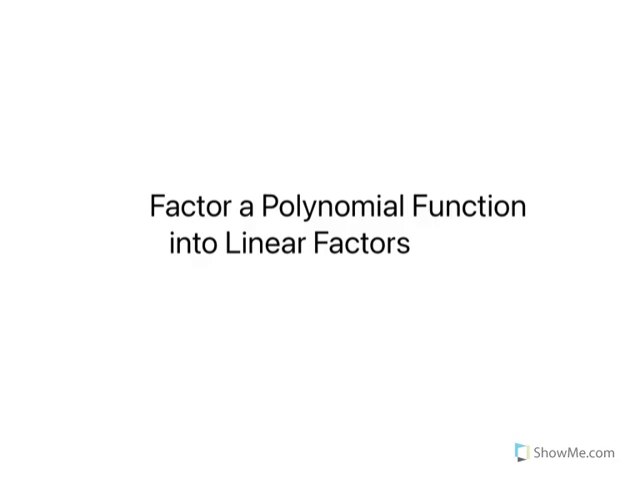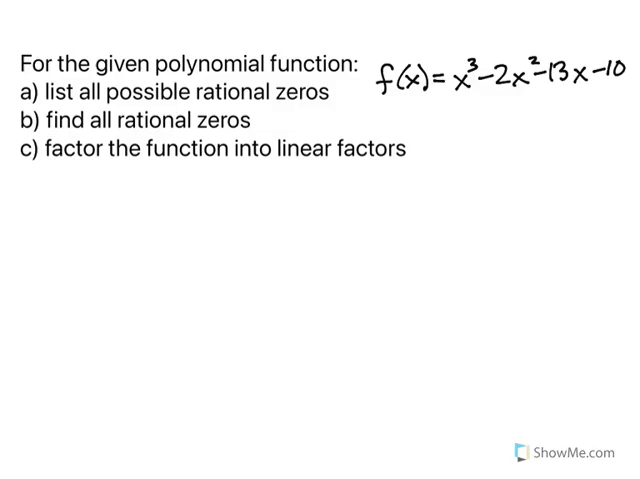Let's factor a polynomial function into linear factors. So we are going to take the given polynomial function, f of x equals x cubed minus 2x squared minus 13x minus 10. And we're going to do three things. First, we are going to list all possible rational zeros. Then we're going to use those possibles to find all rational zeros. And then finally, we are going to use those zeros to factor the function into linear factors.